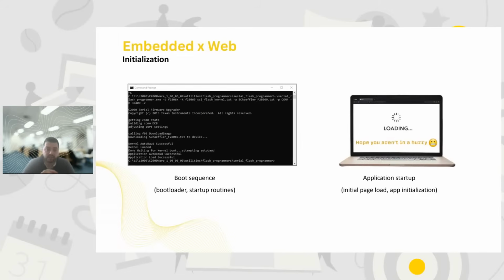Then we have the initialization. Both systems have an initialization process. In embedded, the initialization is done using a bootloader, startup routine, and start configuration, setting up some parameters of the hardware, etc. On the other hand, we have the web. When we load some application, we have the initial page load, the app initialization, some startup activities, etc. So they have the same concept of initialization, but with small differences in the initialization processes themselves.